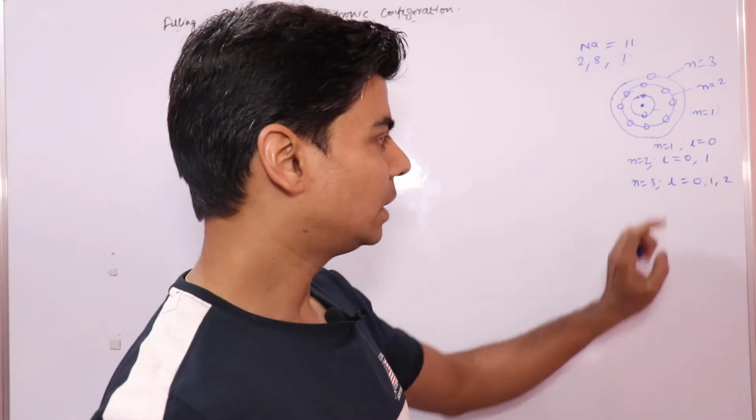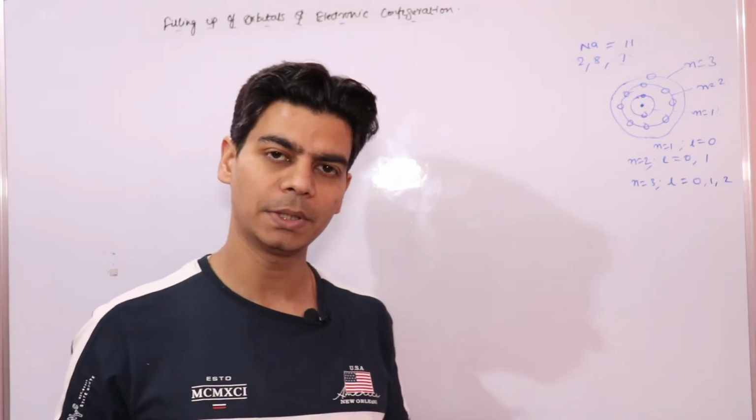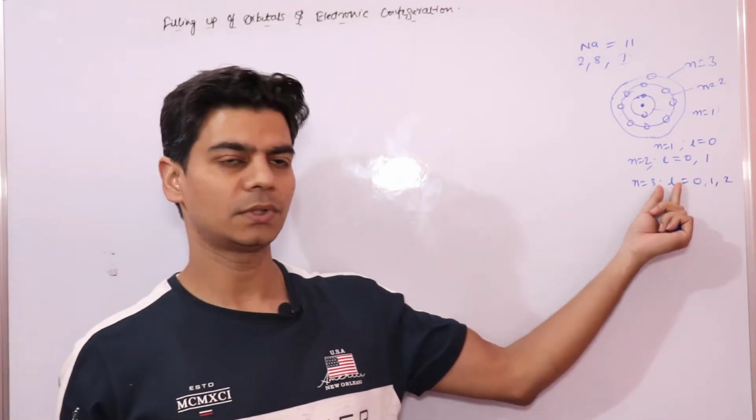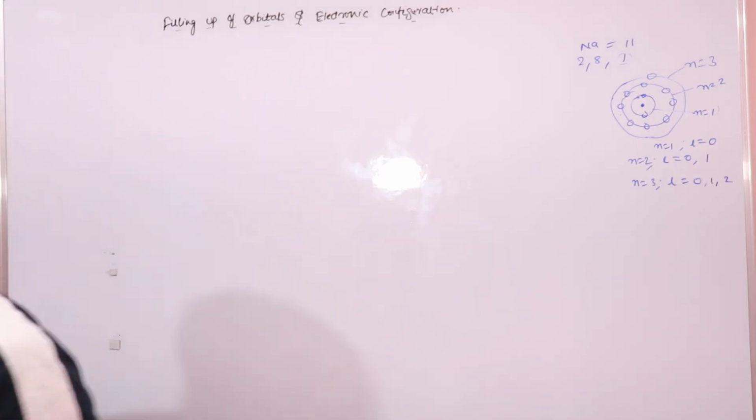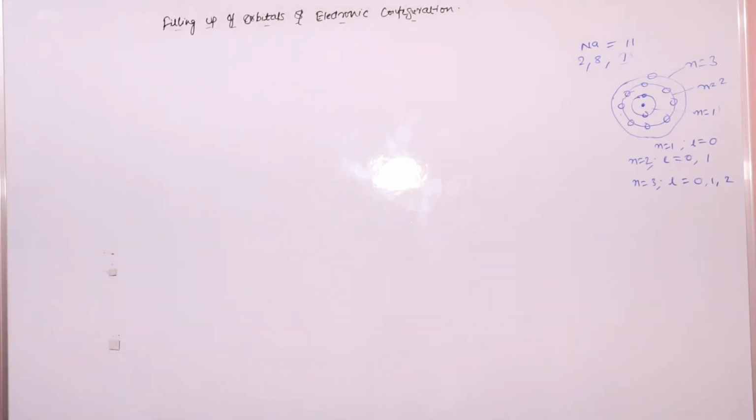Now this L that represents the azimuthal quantum number, it tells you the shapes of the orbitals, or say the shapes of the s, p and d subshells. We know that the shape of s is spherical, that of p is dumbbell, and the shape of d is clover leaf, and the dz square orbital is donut shaped.